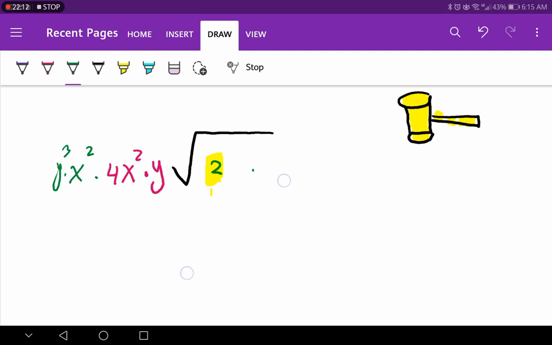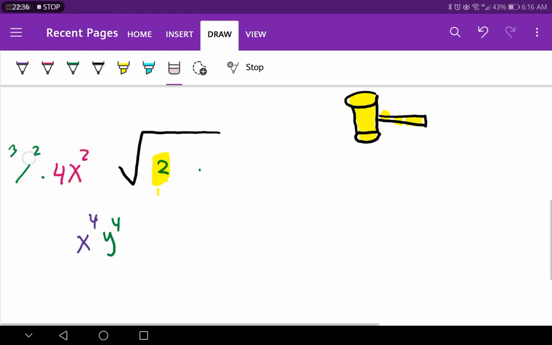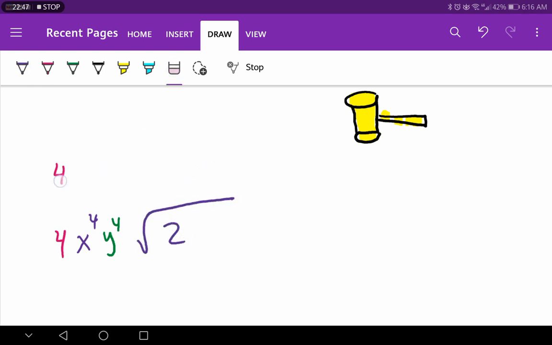Now I will multiply the y with power 3 with the y. It gives me what? Y with power 4. It is outside, remember. And x with power 2 multiply x with power 2 gives x with power 4. And are we done with this and this and this and this and this, what is left? 4. I will bring it down, radical 2, and good for you, and see you in the next video.